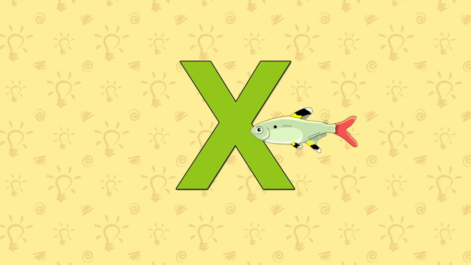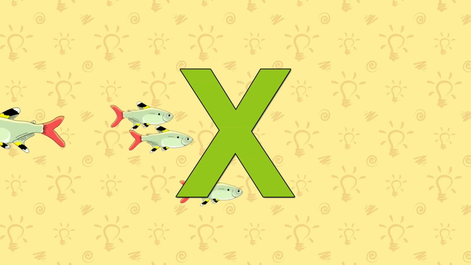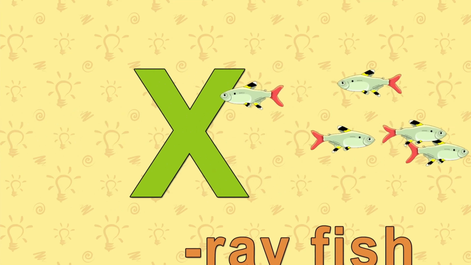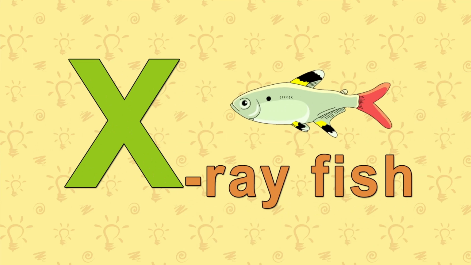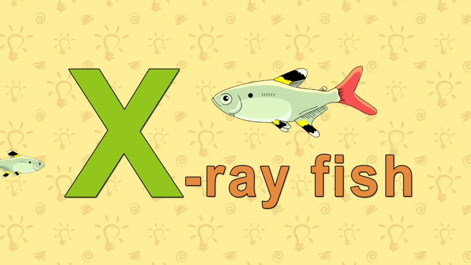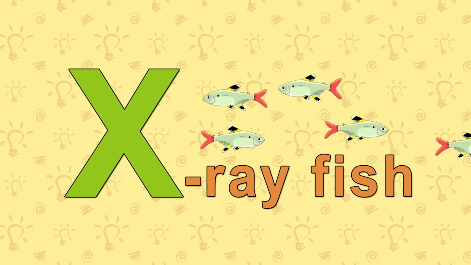Children, this is alphabet X. X for X-ray fish. Say after me. X for X-ray fish. Let's repeat. Once again. X for X-ray fish. Very good.